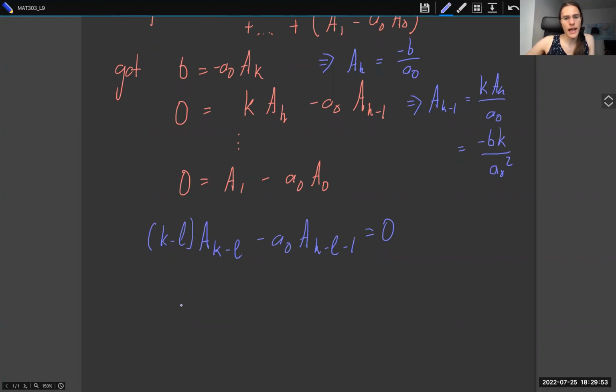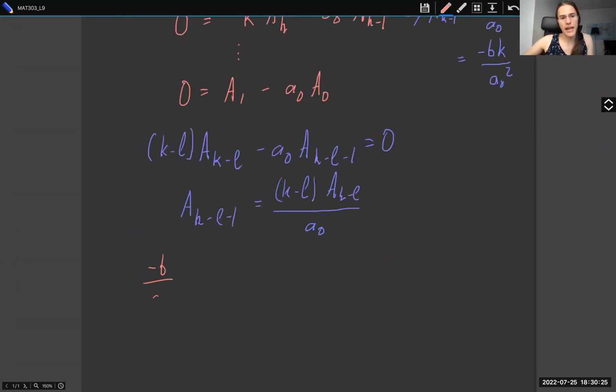And so a to the k minus L minus 1 is equal to k minus L times a to the k minus L divided by a naught. And so, for example, that means that if we start off with minus b divided by a naught, then we're going to get minus k b divided by a naught. Then we're going to multiply the previous one by k minus 1. So it's going to be minus k times k minus 1, sorry, this is squared, b divided by a naught cubed.